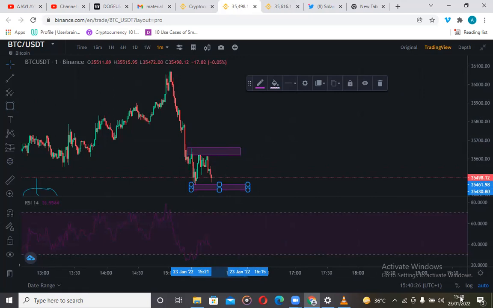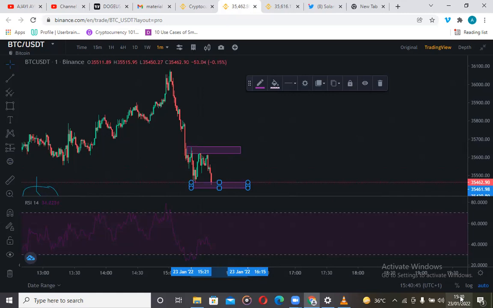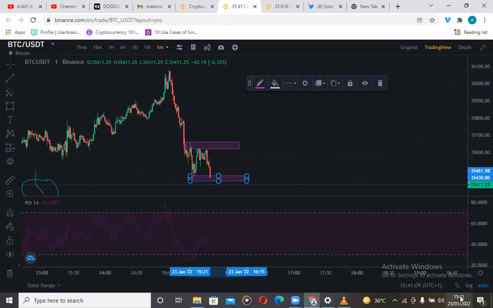Now the RSI is 36 points, okay, 34.3. I'm waiting for it to come down to 33. So it is telling me that it is going to oversold now. Now it's at 30. I can buy at this point. It is safe to buy at this point.